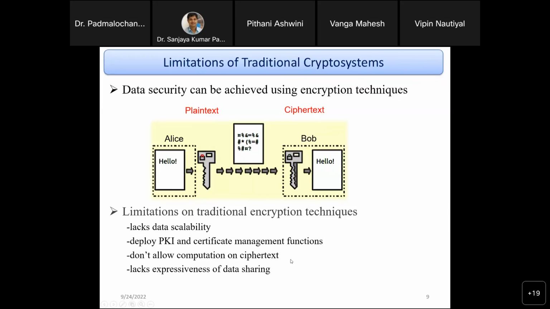It doesn't allow computations on ciphertext. This is the homomorphic encryption I was talking about. All the traditional crypto systems don't allow computations on the ciphertext. That means if you perform addition in the ciphertext domain, it is not addition in the plaintext domain, and if you perform multiplication in the ciphertext domain, it is not multiplication in the plaintext domain. Such constructions were not there, though RSA is partially homomorphic: it satisfies the multiplicative property, but not the additive. There is also a lack of expressiveness in data sharing.